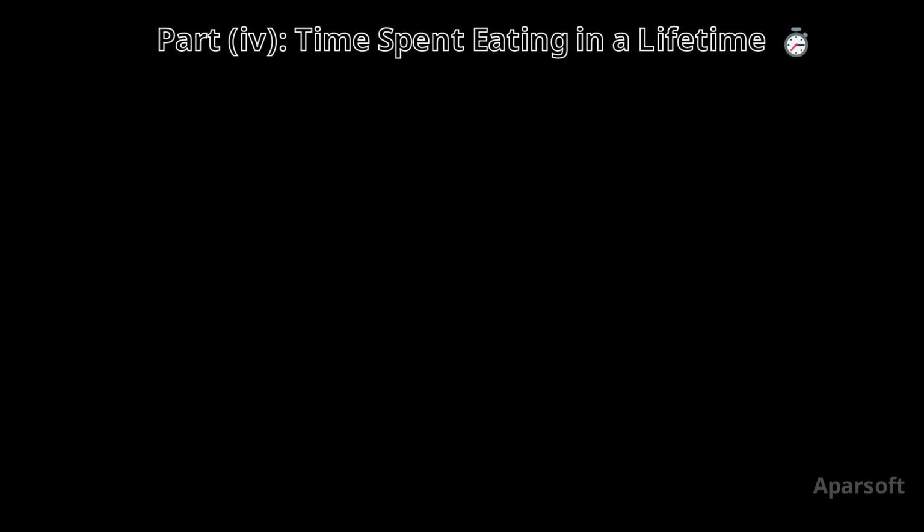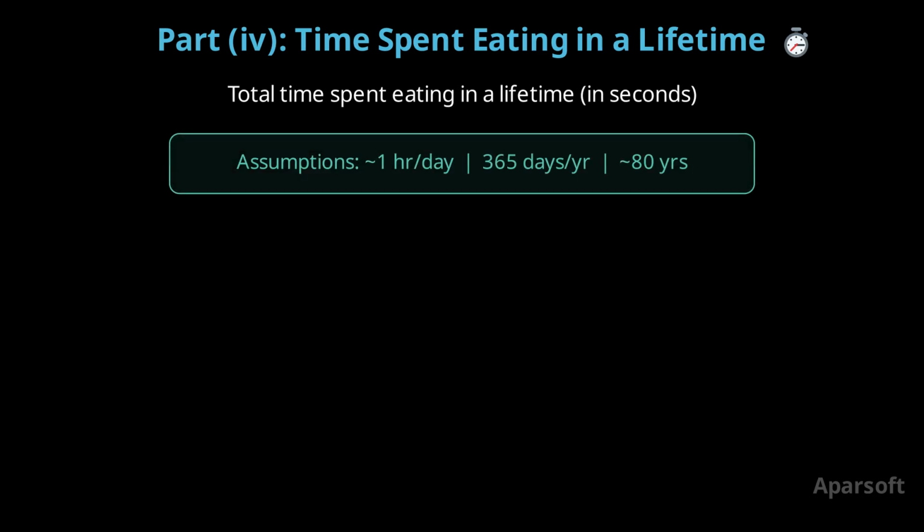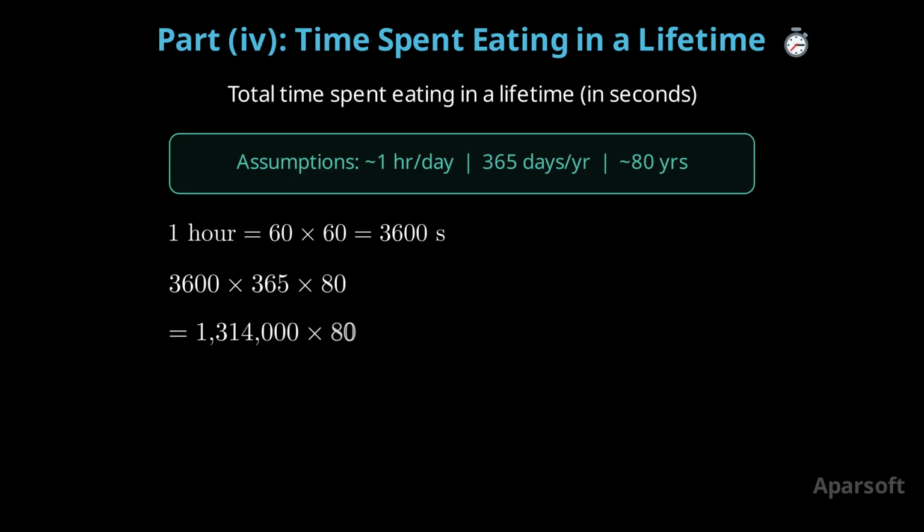Part 4 is different. We need to make our own assumptions. How much time do we spend eating each day? Let us estimate about 1 hour per day. That is just eating, not cooking. A lifetime? Roughly 80 years. And there are 365 days in a year. But we need seconds. 1 hour equals 60 minutes times 60 seconds. That is 3,600 seconds. Now multiply 3,600 times 365 times 80.